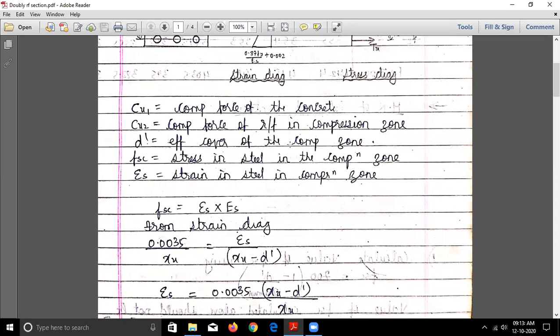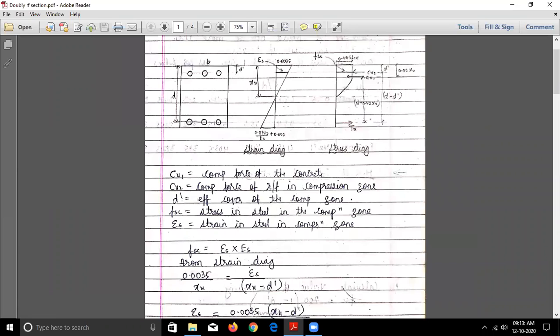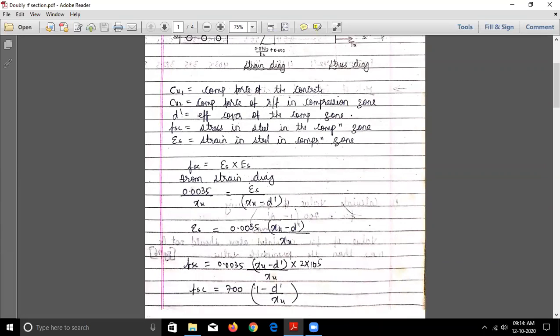Now if you see, this is the strain diagram. From the strain diagram, by similarity of triangles, 0.0035 upon xu equals the strain at this level upon xu minus d dash, this distance. Are you getting this? How did this come? Then the strain we find out will be this, and afterwards fs is nothing but strain into Es.